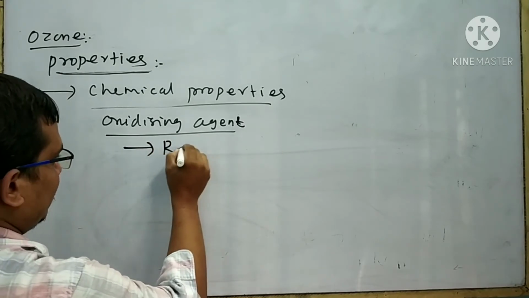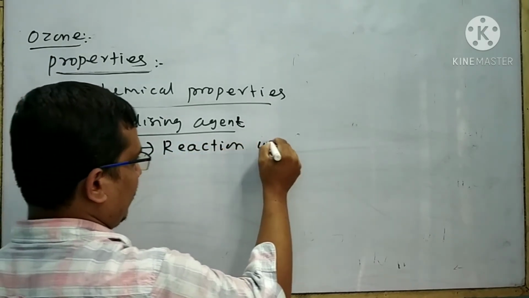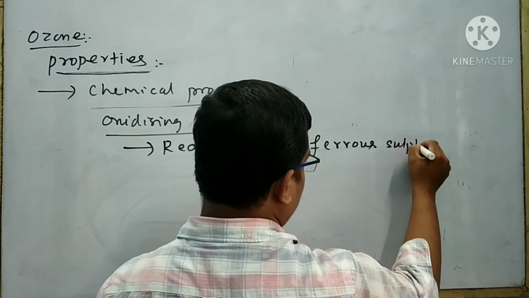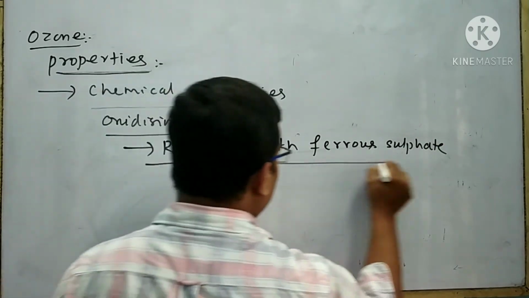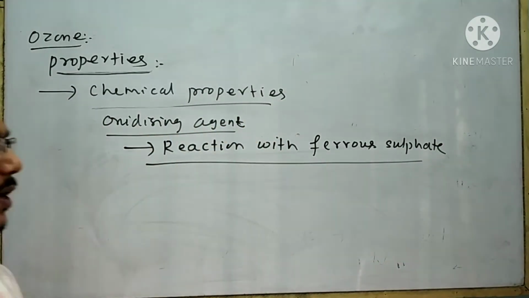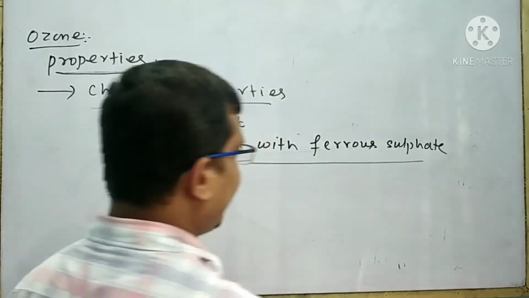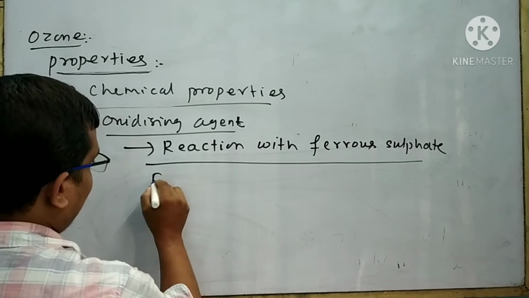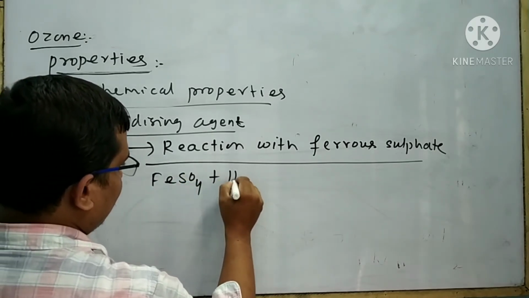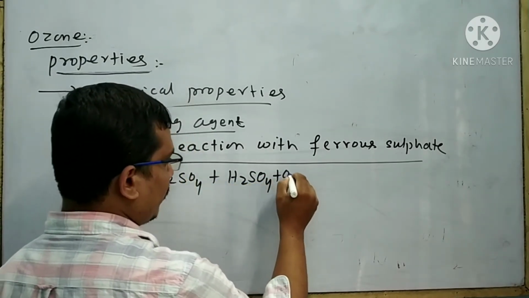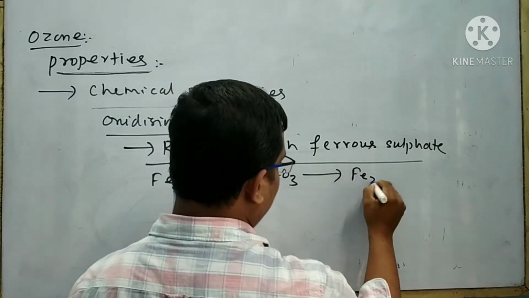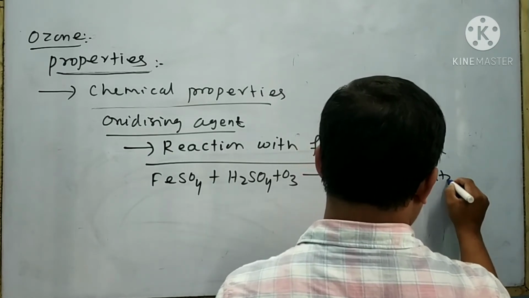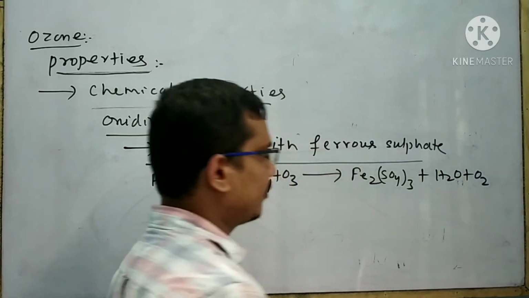Next reaction is the reaction with ferrous sulfate. Ozone oxidizes the ferrous sulfate to ferric sulfate. Now I can write the reaction like this: FeSO4 plus H2SO4 plus O3 gives Fe2(SO4)3 plus H2O plus O2.